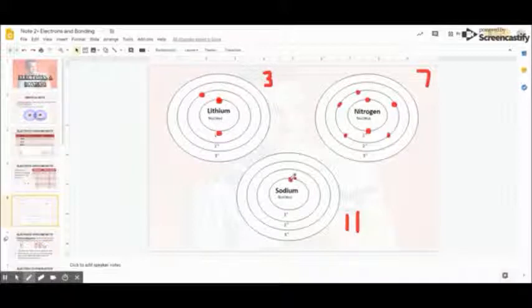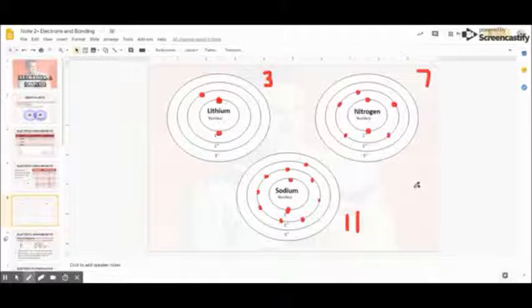Sodium has to have 11. So I can put 2 in the first. That means I can put up to 8 more in the second energy level. That doesn't quite take care of all of them. So I can show 10 of them. So I can put 8 more. So that's 10 electrons, and that leaves me 1 more that has to go in the third energy level. So this would be my electron diagram, or the Bohr model diagram, for these 3 atoms.